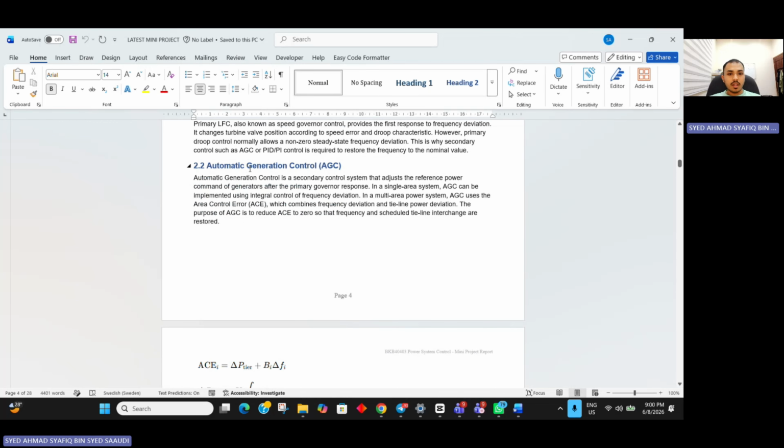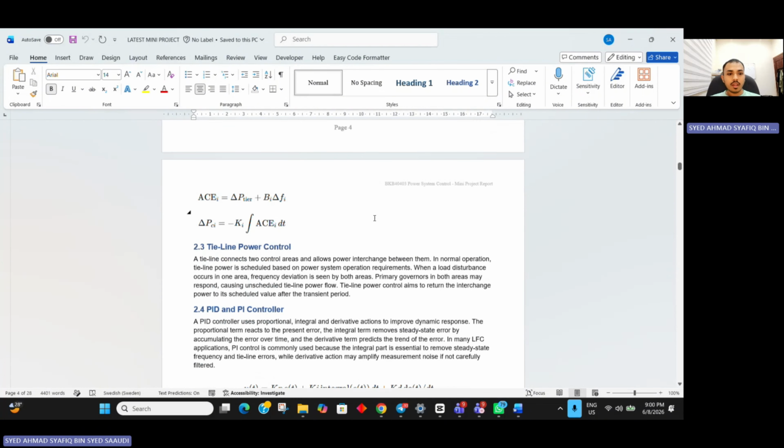For automatic generation control, AGC is a secondary control system that adjusts the reference power command of the generator after the primary governor response in a single area system. AGC can be implemented using integral control of frequency deviation in a multi-area power system. AGC uses the area control error (ACE), which combines frequency deviation and tie line power deviation.